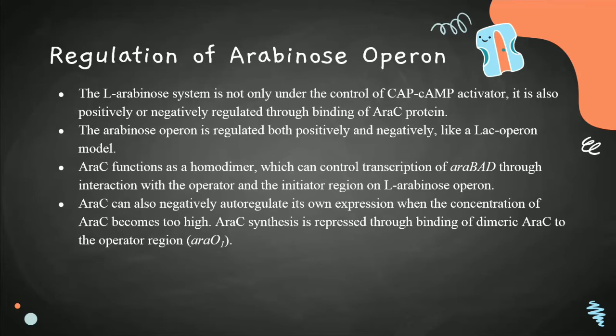So what is a homodimer? A homodimer is a protein made up of two units of the same protein. That is called a homodimer. So this RAC is a homodimer. It has two units of the same protein held together. One monomer of this RAC protein will have two domains. One domain is for DNA binding, and the other domain is for dimerization. That is called the dimerization domain. You'll understand why these domains are important in the regulation part.